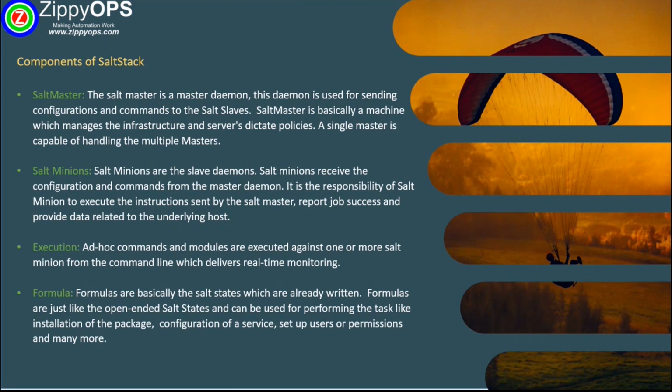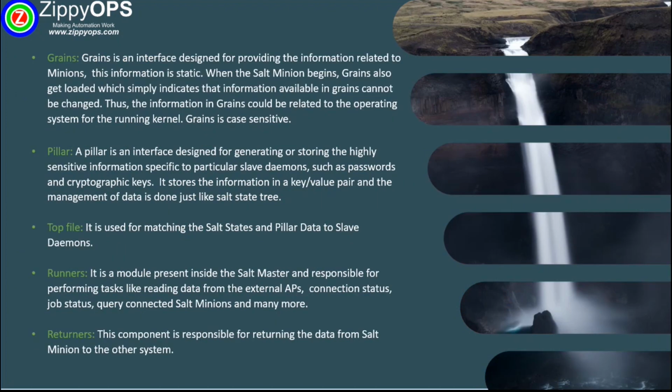Let's say I'm going to write a formula which will provision a web server. There will be multiple tasks involved in provisioning a web server. To start with, the server security configurations have to be configured. I can write a separate state for that. Next, you can have an application installation state, then the user configuration state, and then the application configuration state. All these states you can combine together and call it a formula. That is the use of a formula. A formula is nothing but a combination of salt states.